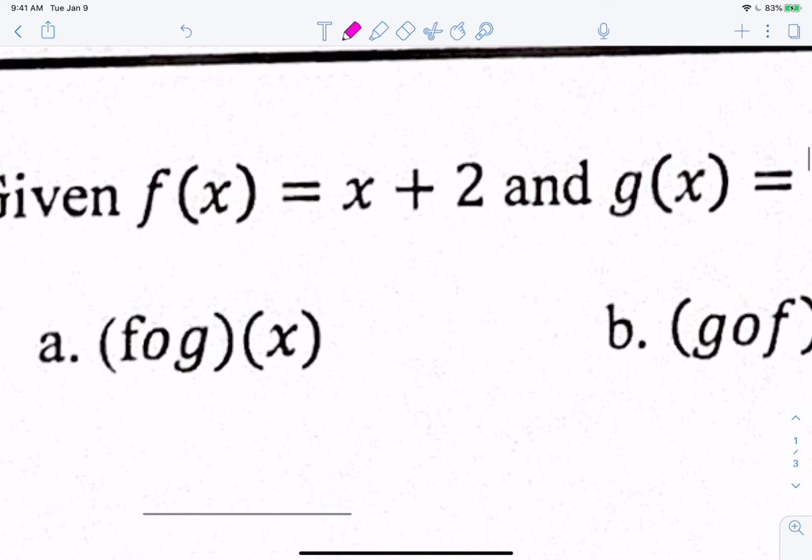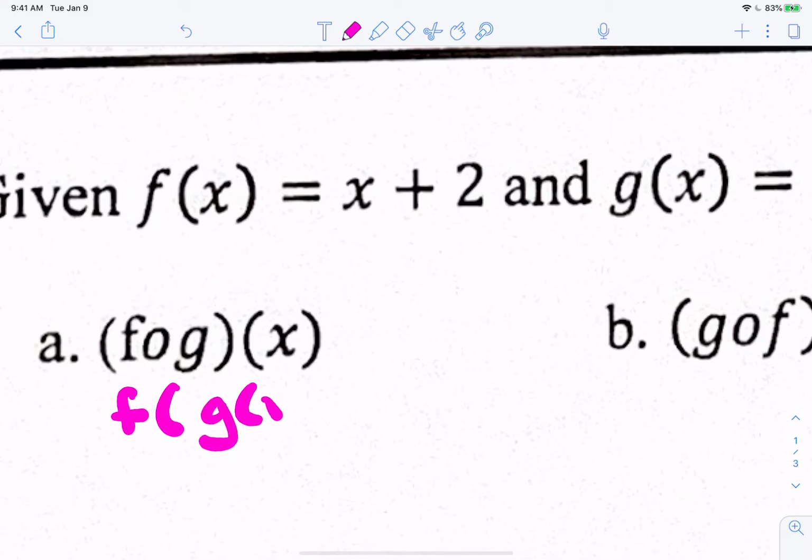Plug the second one into the first one. So right here, if you want to write this as f parentheses g of x, you sure can. That's what f composed of g means, okay? So what I'm doing is I'm taking the g of x and I'm plugging it into the f equation.